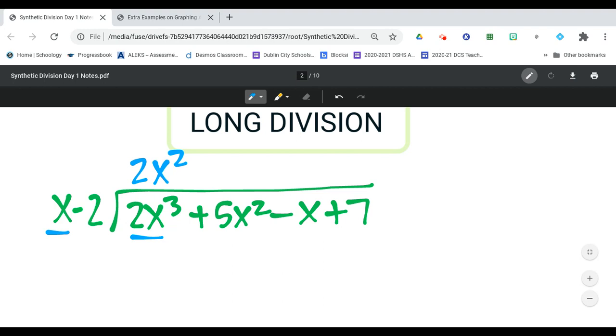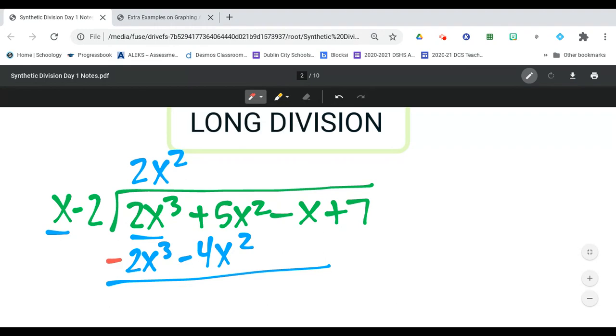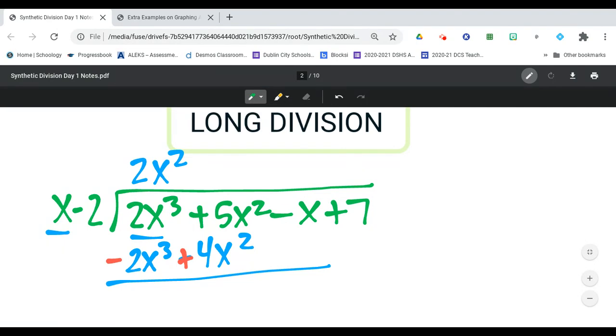And I'm going to multiply both the x and the minus 2 on the outside by 2x squared. That'll give me 2x cubed minus 4x squared. I then change my signs. So this is going to become minus, this will become plus, and I combine my like terms. When I do that, my 2x cubes cancel, and 5x squared plus 4x squared is 9x squared. I will then bring down the minus x and the plus 7. And I'll start the whole process all over again.